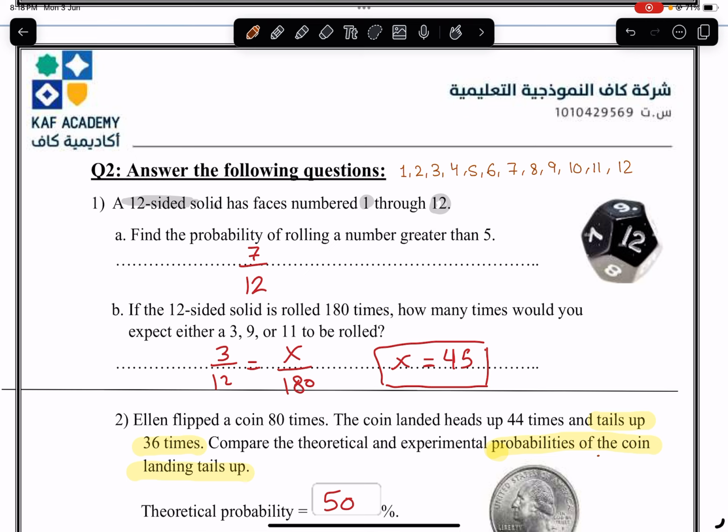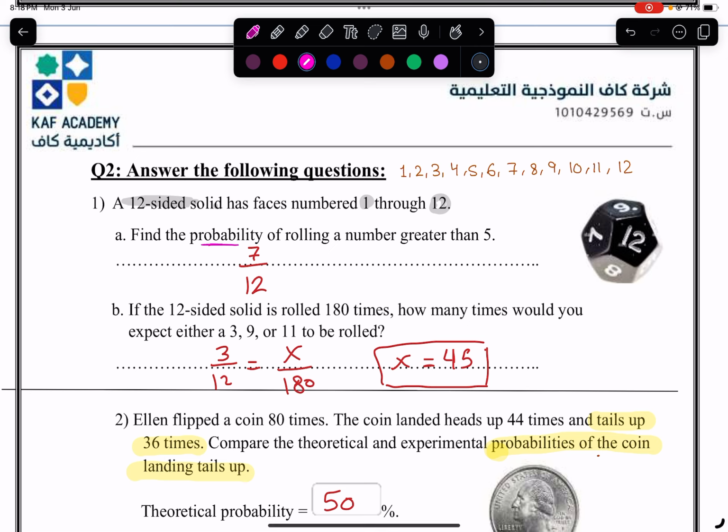The first question is, find the probability of rolling a number greater than 5. So count how many numbers are greater than 5: 1, 2, 3, 4, 5, 6, 7. So we have 7 numbers greater than 5 over the total number, which is 12. So 7 over 12.